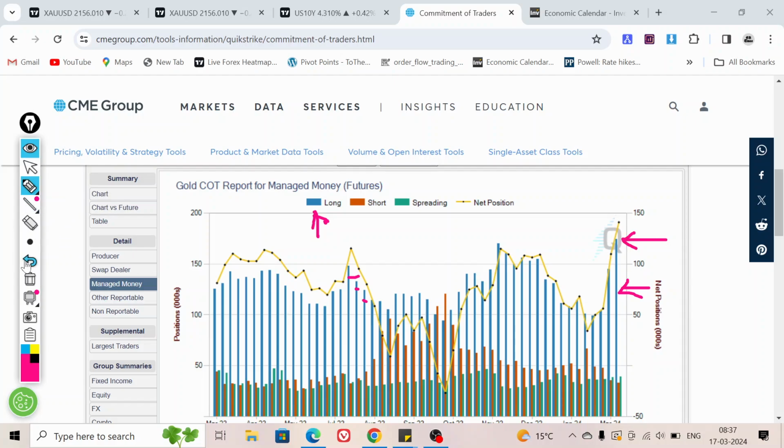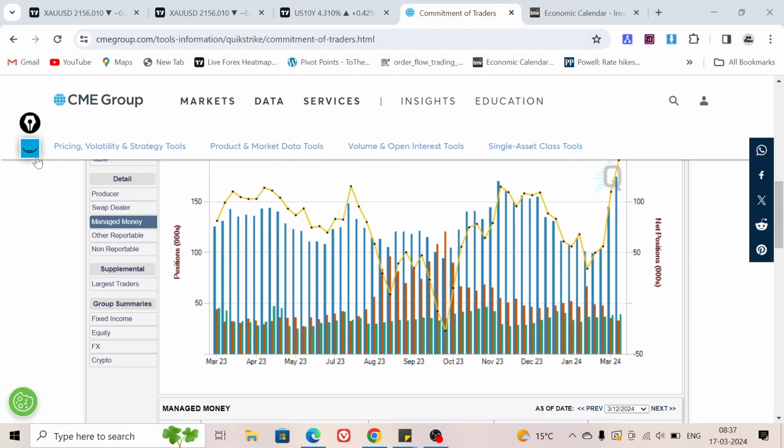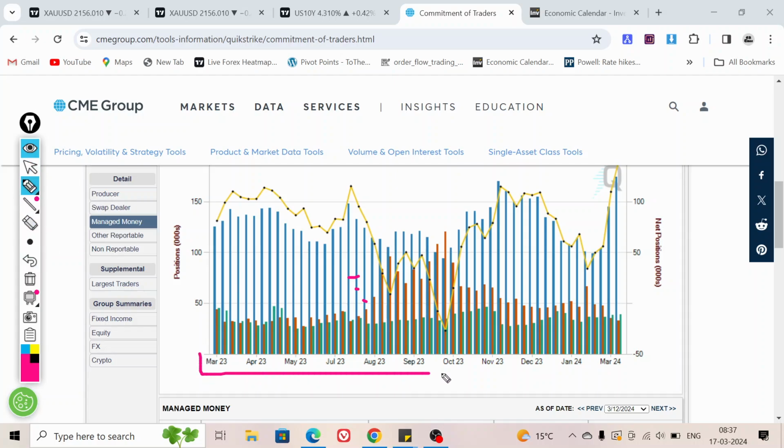If we check the one year period, this is the complete one year period, and for this particular year you can see that the net long position is at the highest. So this means that the managed money is now completely bullish, we can say, because they are adding at the top. And if we check the previous peak in net long position, it was around this week in November.